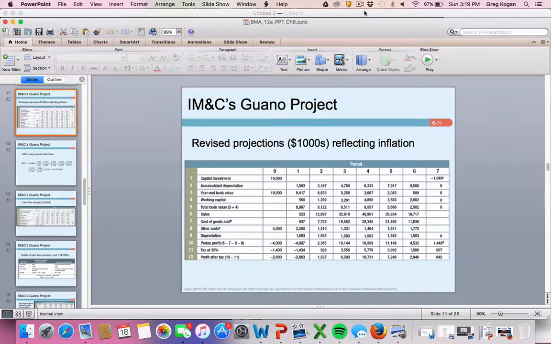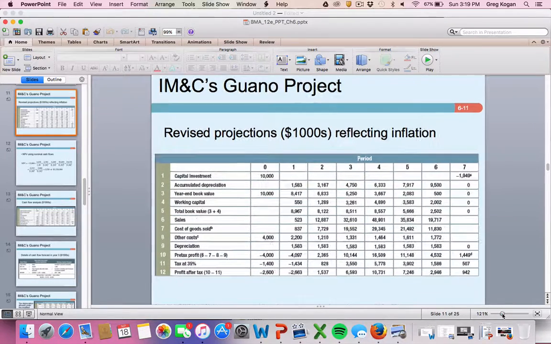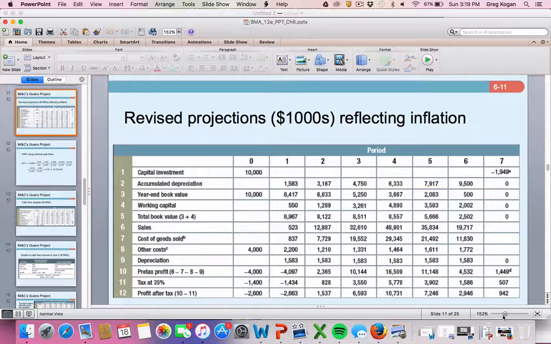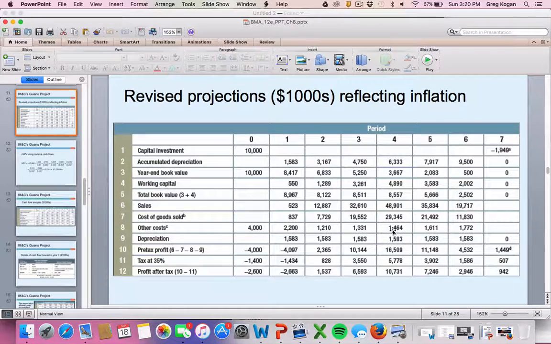Now we're gonna look at this IM&C guano project and look at what's going on here. Essentially it's kind of like a capital budget, and this is something that originally this class was created to have, a CMA exam review in a way embedded in the program, in case you want to do the CMA in addition to the CPA or just the CMA itself.